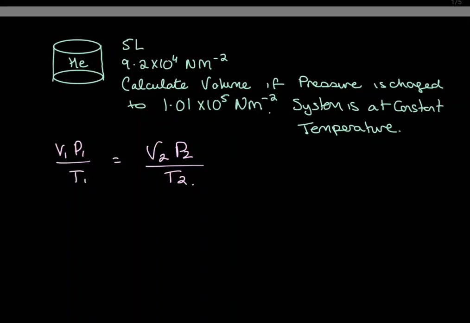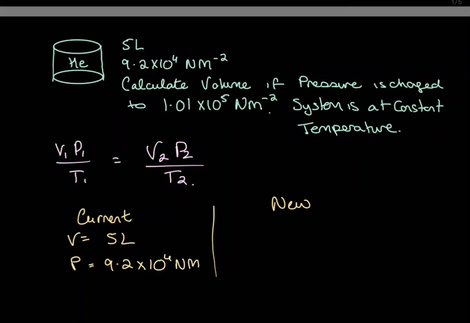So, again, current and the new situation. So the current volume is 5 litres, and that's okay that it's in litres. As long as your answer is in litres, the same thing. The only thing you have to make sure you always change is degrees Celsius to Kelvin. Okay, pressure is 9.2 by 10 to the 4. And temperature, it doesn't say what it is, it's just that it's constant. So I'm just going to write K for constant.